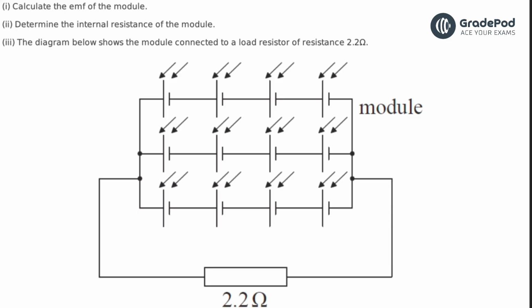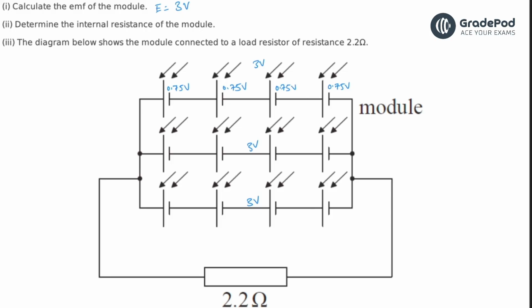So calculate the EMF of the module. What we have here is each of these little cells has 0.75 volts. So in series, we'd add them all up. So in this branch alone, that would be 3 volts. And in this branch, it would be 3 volts. And in this branch, it would be 3 volts. But because these branches are in parallel, we're only interested in the voltage across that one branch. Each branch gives that same voltage of 3 volts. So the total EMF of the module is actually 3 volts. So the answer to question 1 is 3 volts. Okay, EMF is equal to 3 volts.